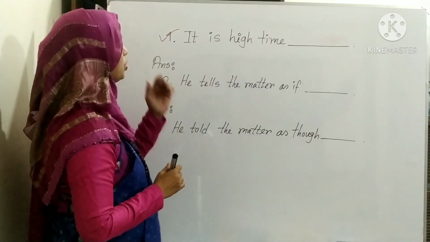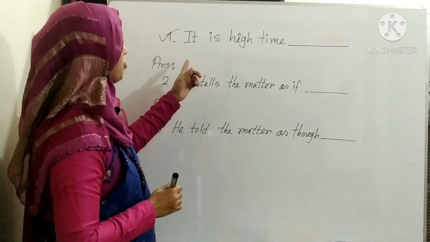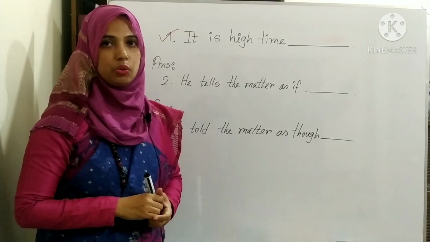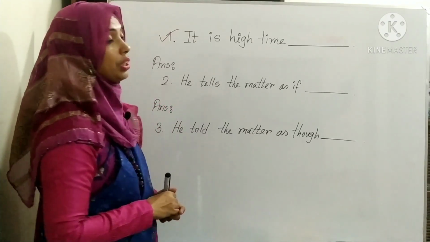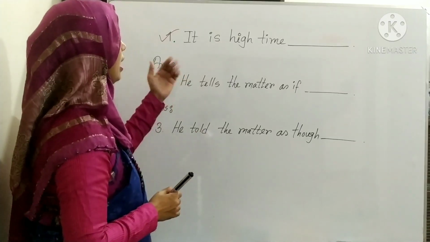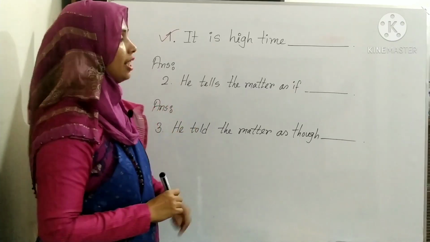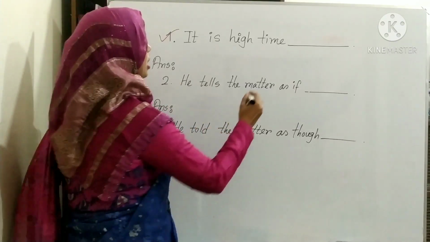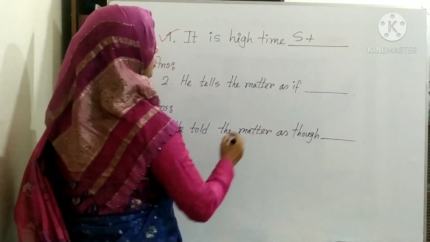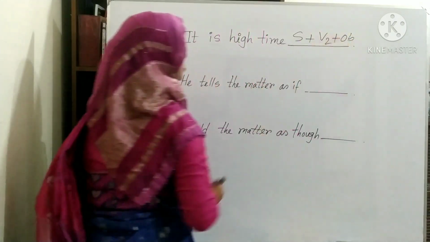Our first rule is, it is high time. So for completing the sentences, you have to memorize the rule. That means you have to know the structure. Okay, dear students. So what will be our certain rule? You know that after it is high time, what is the rule? There will be a subject. Then there will be V2. After that, there will be an object.